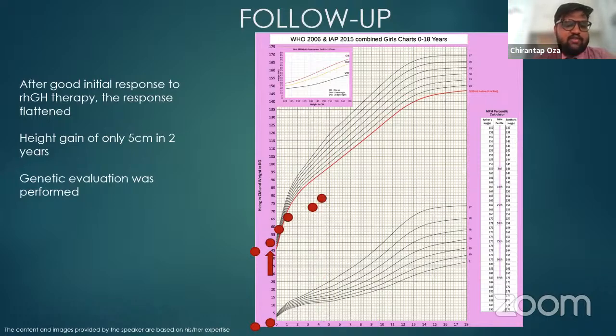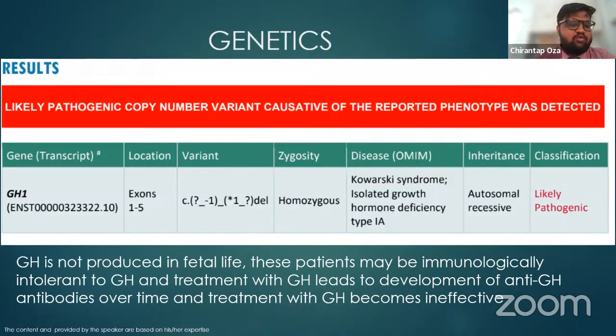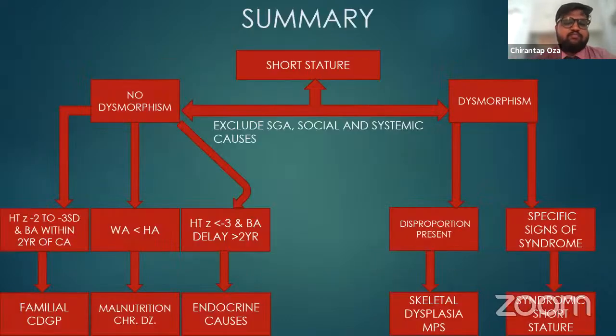So genetic evaluation was performed and it showed that there is a mutation of GH1 gene, which is homozygous autosomal recessive inheritance, which is likely pathogenic. So growth hormone was not produced in the fetal life in this child, and these patients may be immunologically intolerant to growth hormone, and treatment with growth hormone leads to development of anti-growth hormone antibodies over time, and the treatment with growth hormone becomes ineffective.